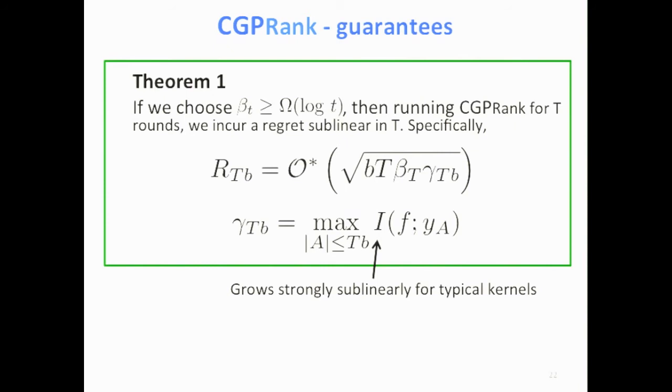And it has very strong theoretical guarantees. We can prove some bounds on this. What we say is that the essence of this is that the regret grows sublinearly. And this is a good thing.